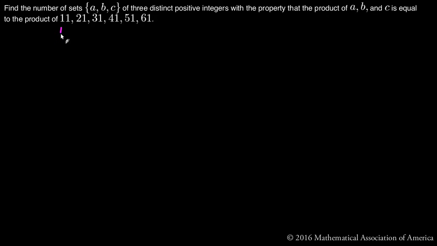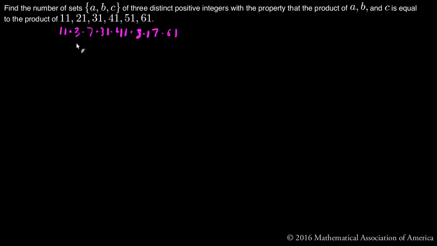So 11 is already prime. 21 is 3 times 7. 31 is prime. 41 is prime. 51 is, let me see, I can take out a 17 from that, and I'll get 3 times 17, and then 61.